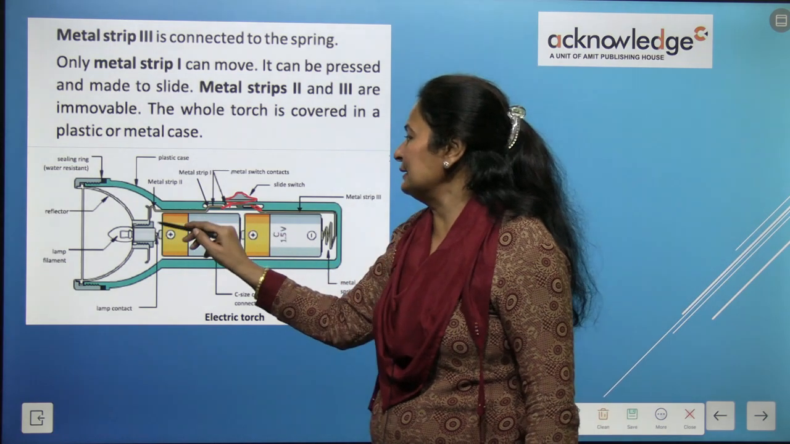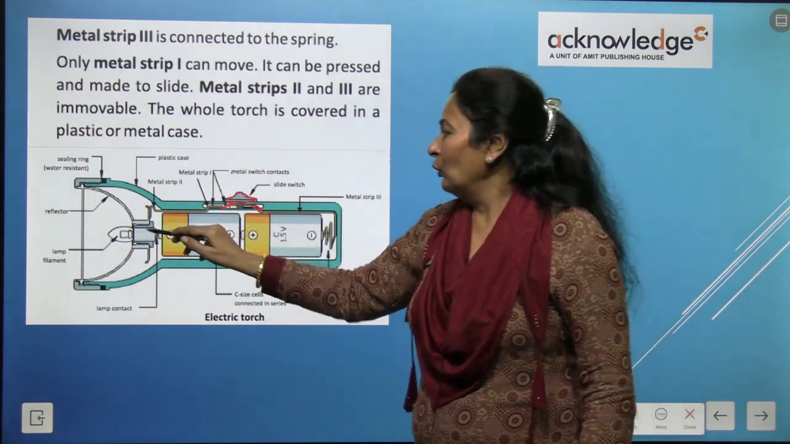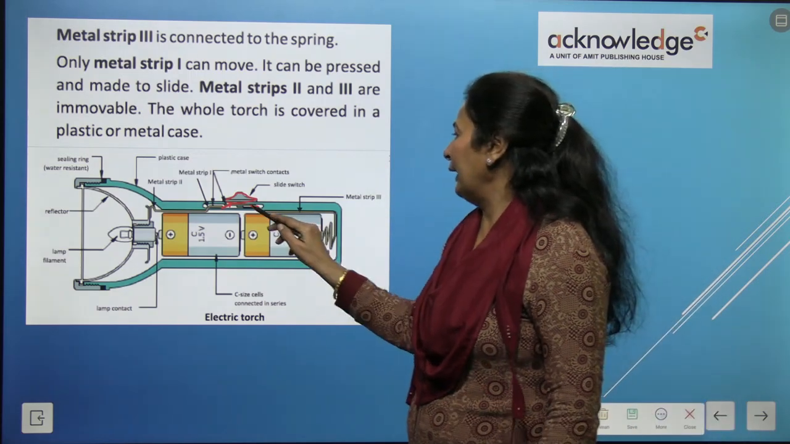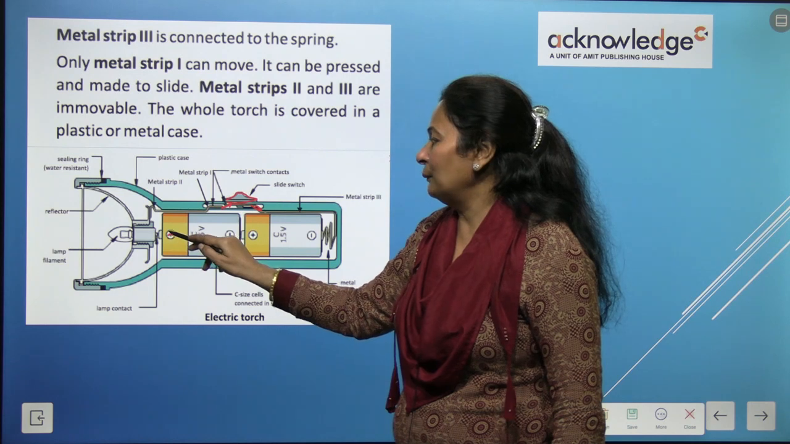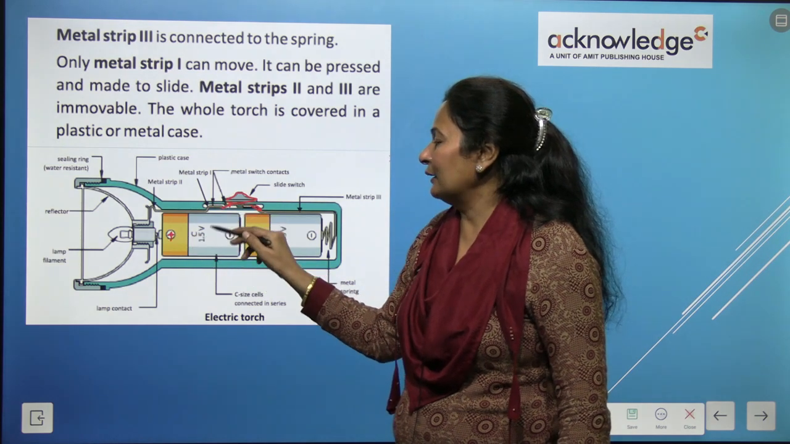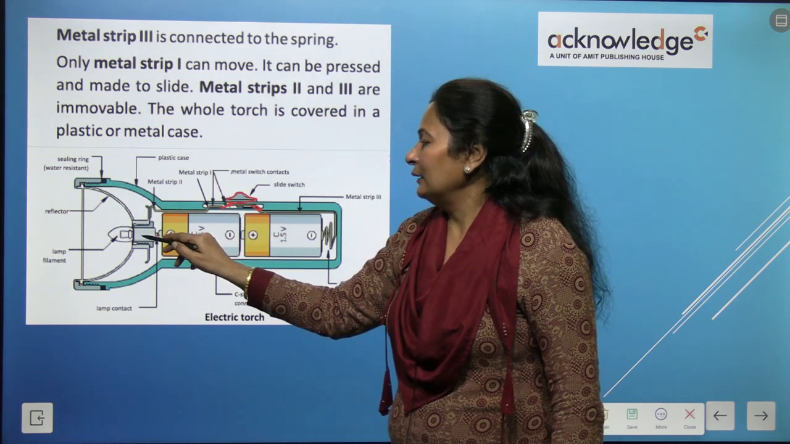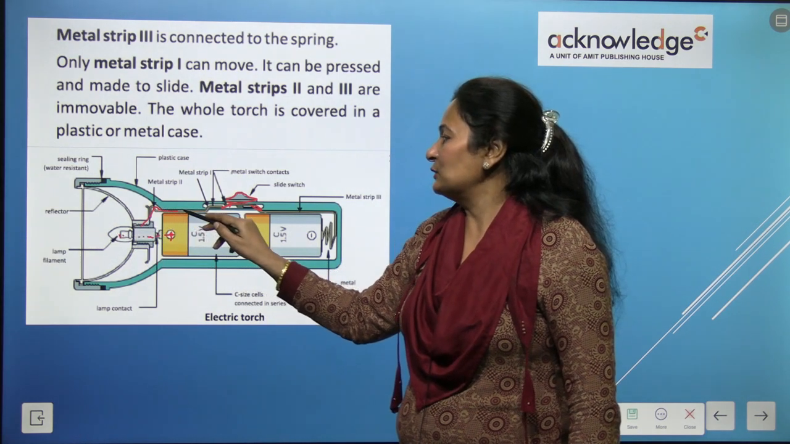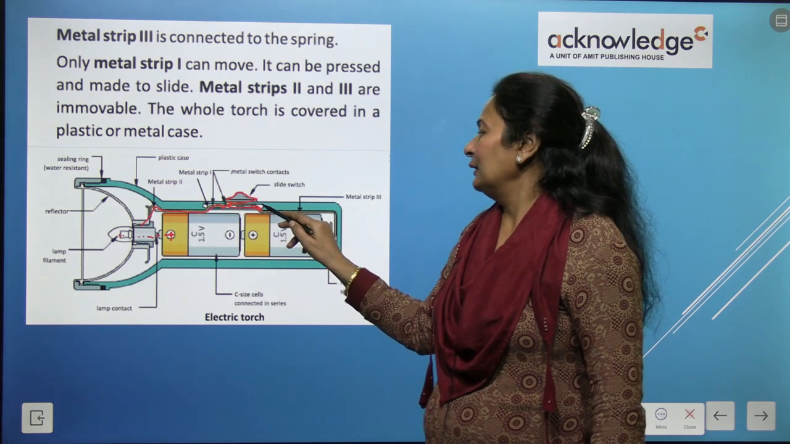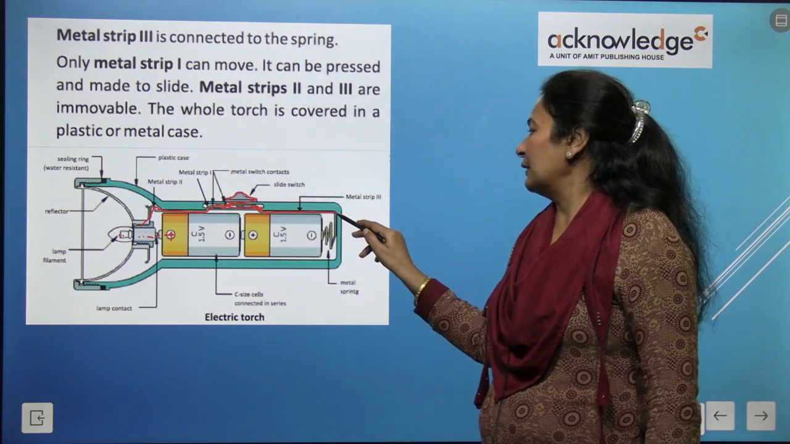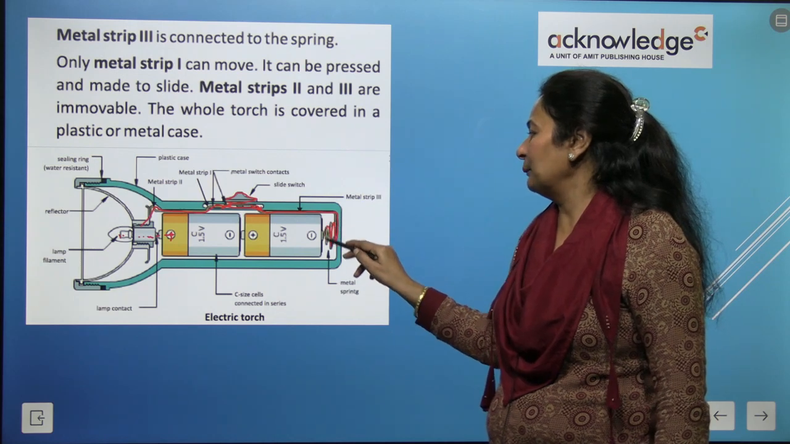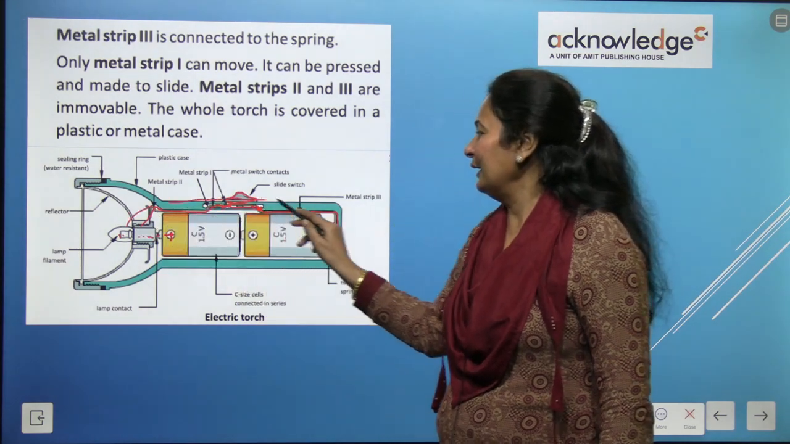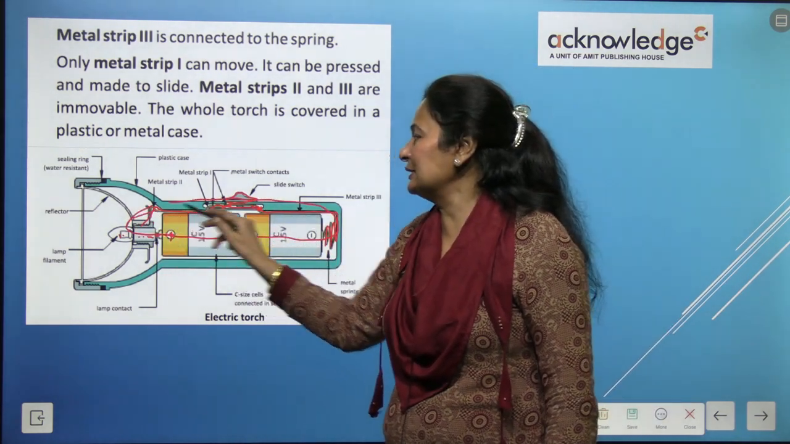Now what happens, kids? Electricity moves from the positive terminal to the negative terminal, right? So this is the positive terminal. When you switch it on, the circuit is complete and the electricity is moving towards the bulb, and this way, right? It touches the metal strip 2 as well as the metal strip 3 and so on. So this circuit is known as a closed circuit.